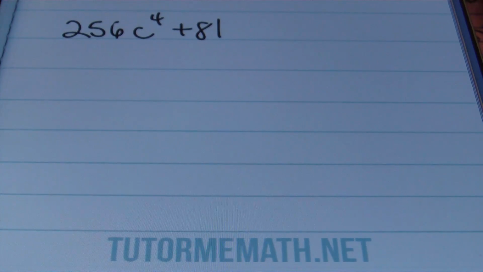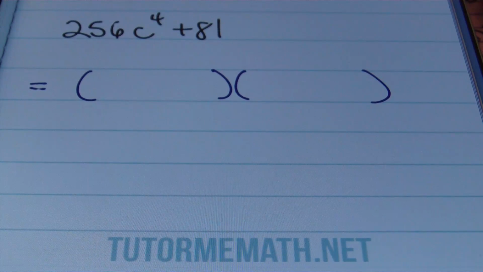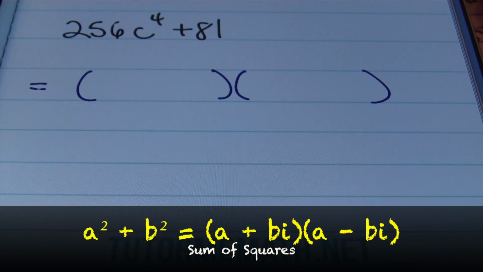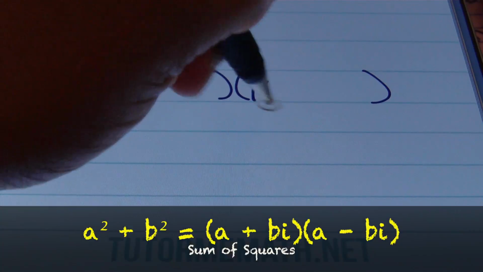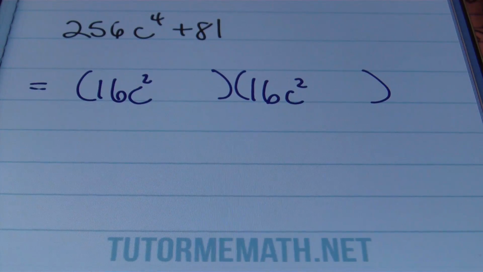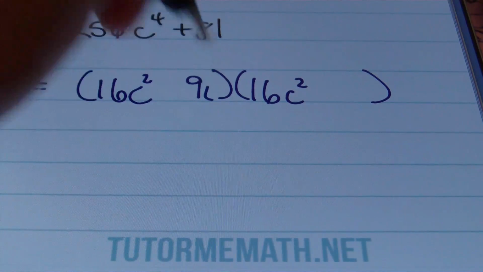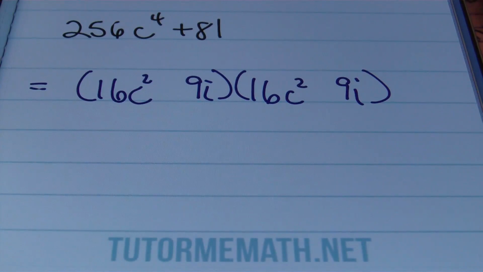However, if you're in an AP course and you're given 256c to the 4th power plus 81, and you're asked to factor it, then you can factor this like so. Let's open up 2 sets of parentheses here. The square root of 256c to the 4th power is going to be 16c squared. And then the square root of 81 is 9, but we'll need a 9i, won't we? There you go. And so I'll lead with a positive, then a negative, and this is the answer. That's right. You can't go any further.